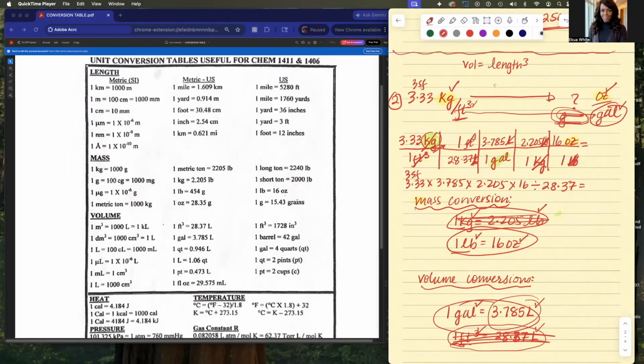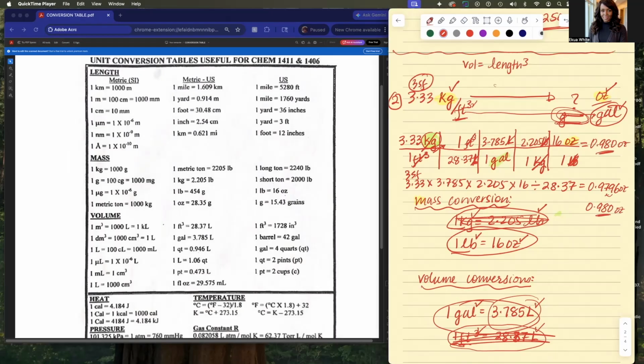So our answer has to be rounded up or down into three significant figures. So we have 3.33 times 3.785 times 2.205 divided by 28.37. And so it looks like we have 0.9796 ounces. So we have to round this up. So we end up with 0.980 ounces. And this counts as three significant figures.